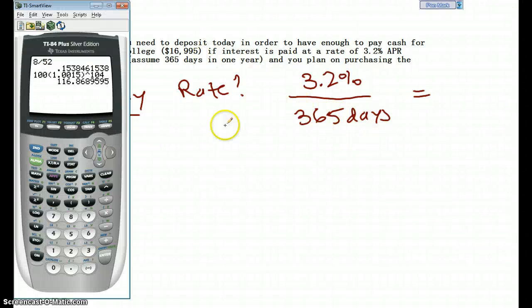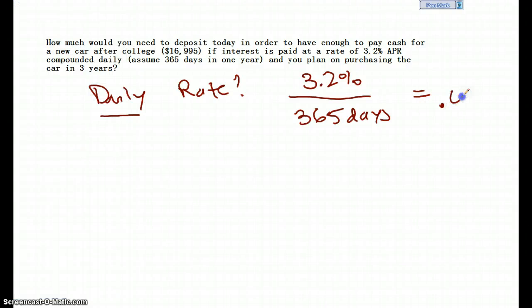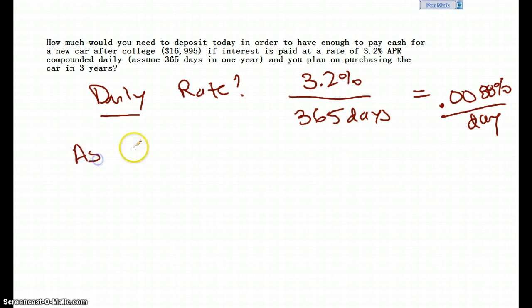3.2% divided by 365 days will give us 0.008, and we'll round it to 4 decimal places. It's really important that you round out to at least capture a couple of the non-zero decimal places, because as you might guess, this is a really, really small percentage, and so we're really only getting about 0.0088% per day.